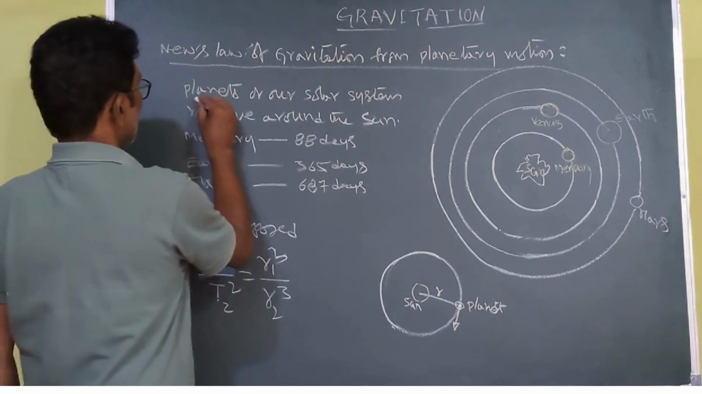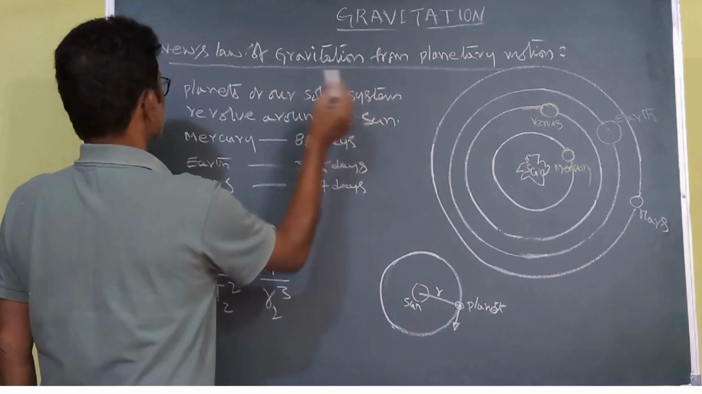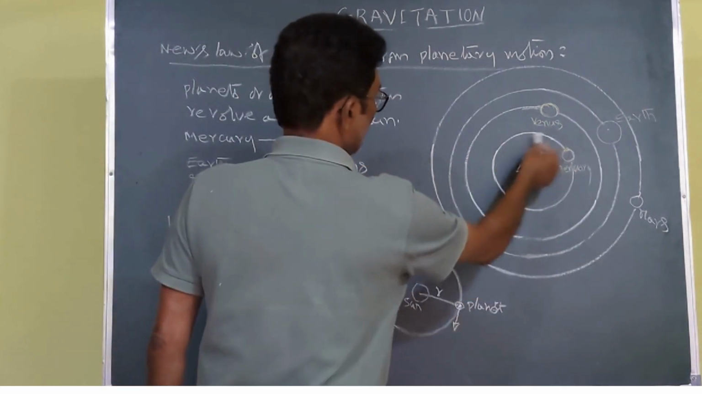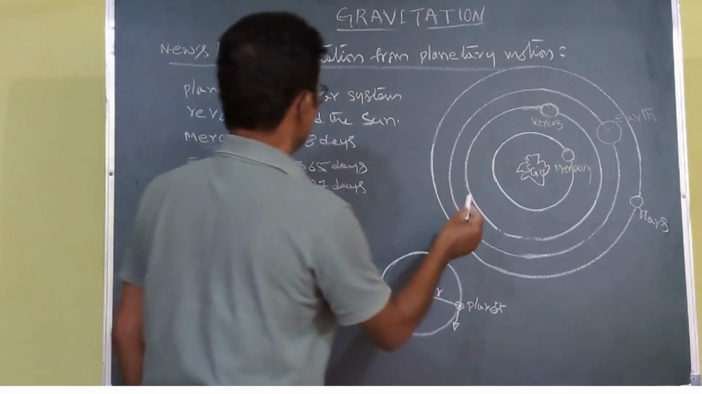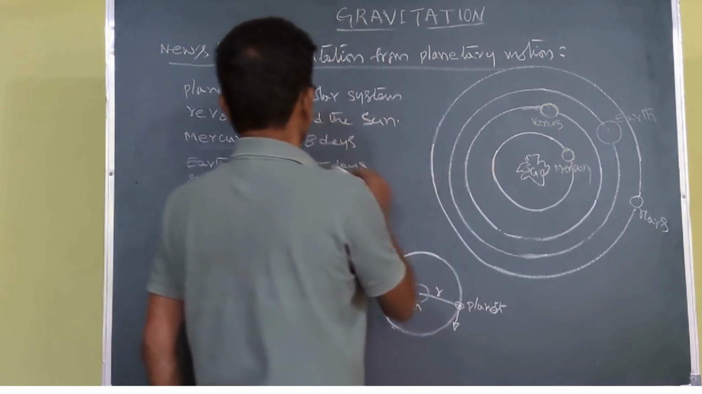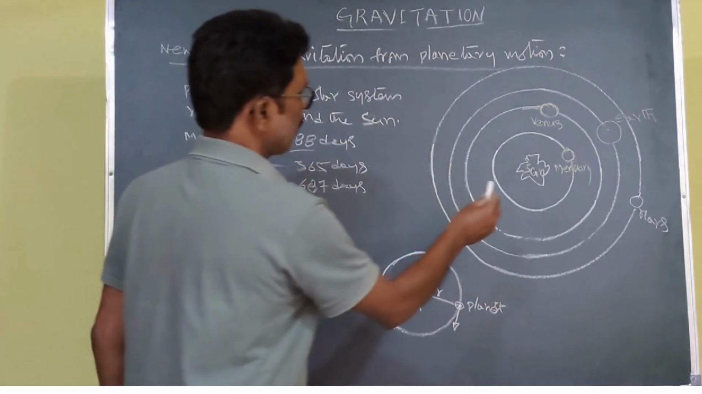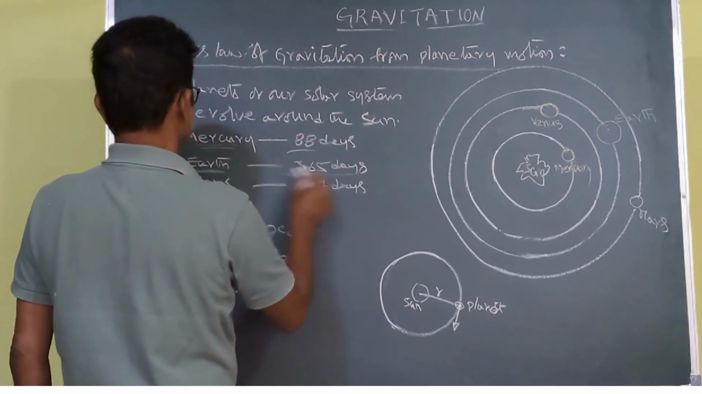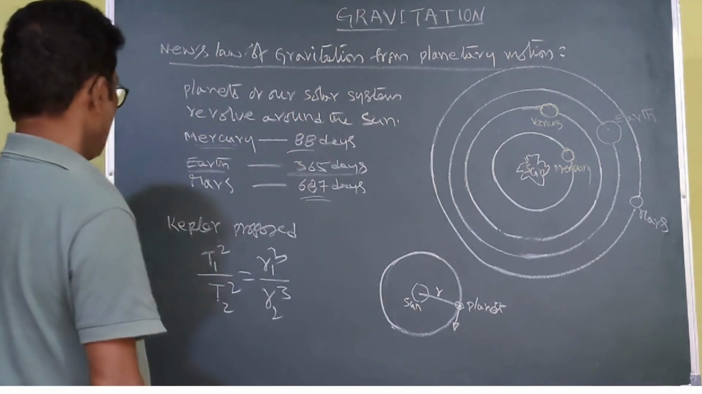Let us assume that the planets of our solar system revolve around the sun. All planets are rotating around the sun. Mercury takes 88 days to complete one revolution. Earth, we know, takes 365 days to complete one revolution around the sun. Mars takes 687 days.